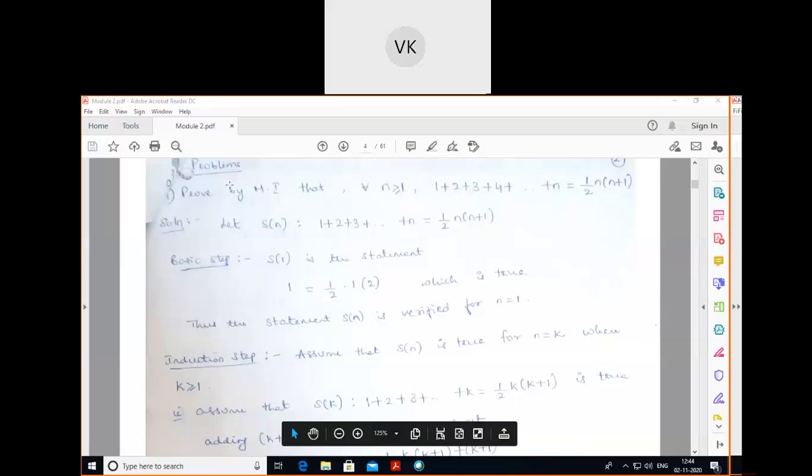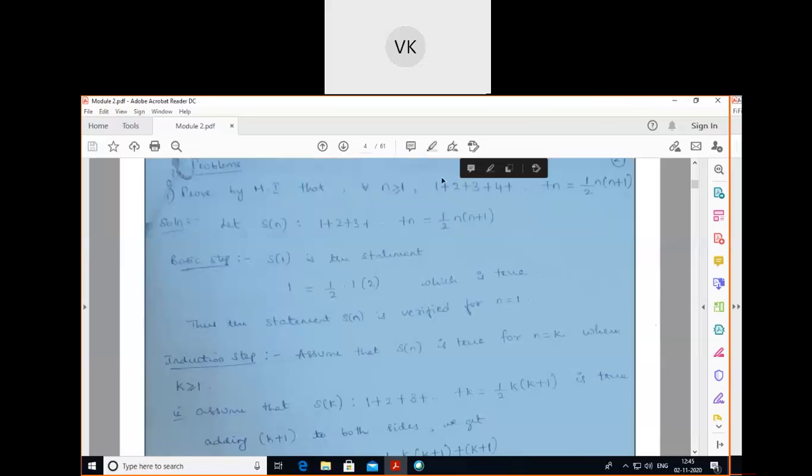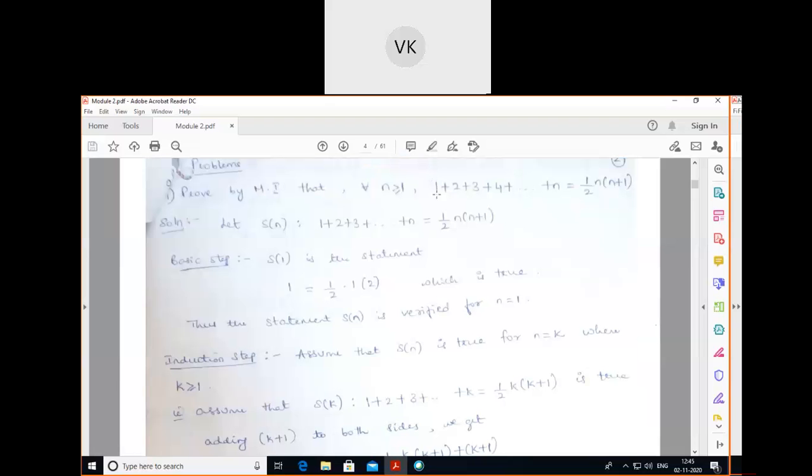Prove by mathematical induction, for all n more than or equal to 1, this is the condition. The given expression is 1 plus 2 plus 3 plus so on plus n is equal to 1 by 2 n into n plus 1. This is the question. In this we are going to show the LHS is equal to RHS.